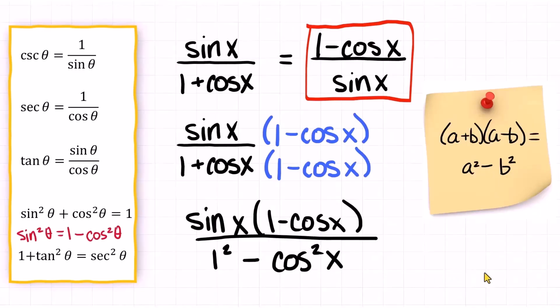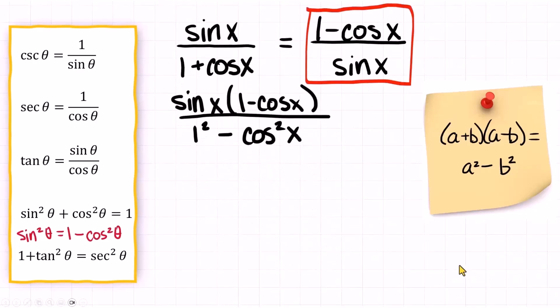Take a screenshot of this if you need to, because this is one of those things that a lot of people don't think of to do on their own. They need to have seen somebody else do it. All right, let's finish this up. 1 minus cos squared x looks familiar. Look at that. We already played with it. That just is going to turn into sine squared x.